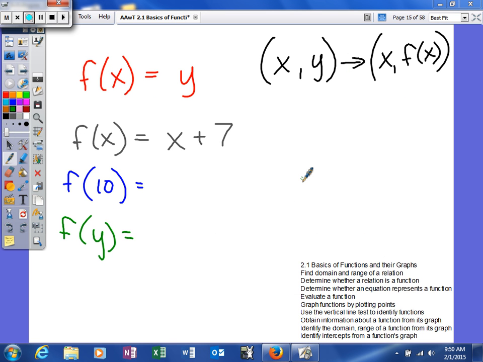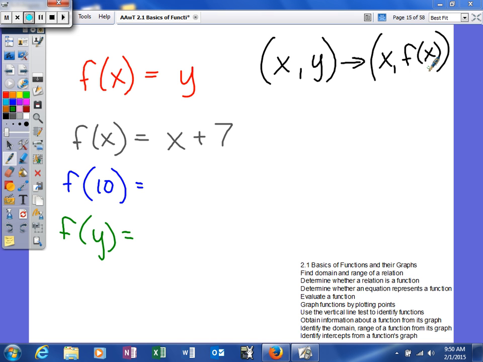Okay, what we're going to talk about next is basically how to evaluate a function. For starters, just like we talked about before, f of x is equal to y, and normally our ordered pairs are x comma y. Those can also be represented as x comma f of x. So make sure you're aware of that. It's an important connection when you're using function notation to represent that.